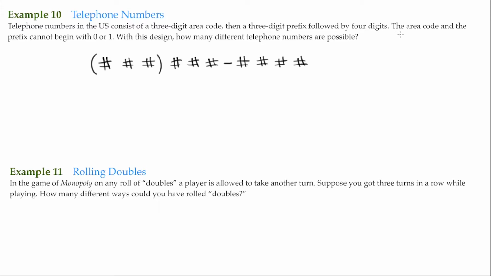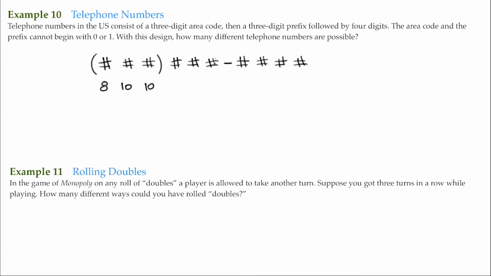Now it states that the area code and the prefix cannot begin with a 0 or 1. So if this is our area code here, this first number of the area code cannot be a 0 or a 1. It could be a 2, 3, 4, 5, 6, 7, 8, or 9. So how many digits are there for this first number of our area code? Well, there's 8. The next number has no restrictions. It can be anything. So there are 10 digits for the next number. And the same for the next number of the area code.